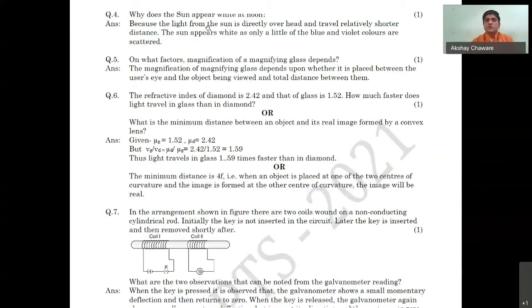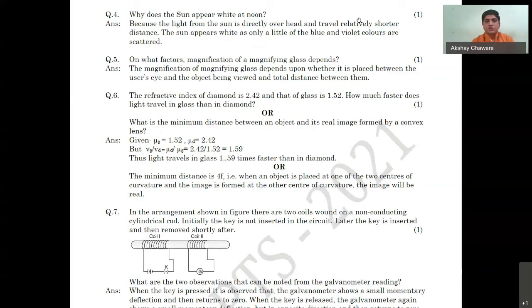Why does the sun appear white at noon? Clearly here we have to use the concept of scattering of light, and the sun appears white as only a little of blue and violet colors are scattered. So the main concept is scattering of light, and that is the expected answer.